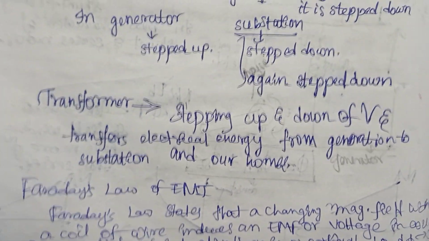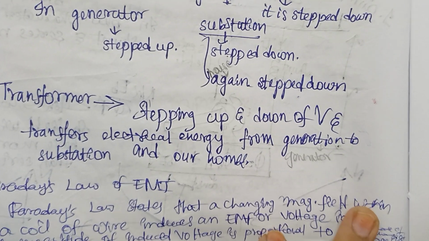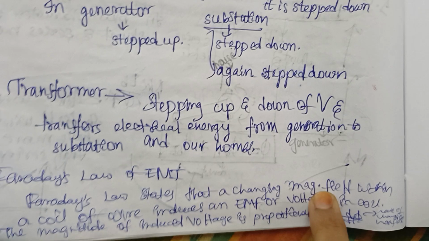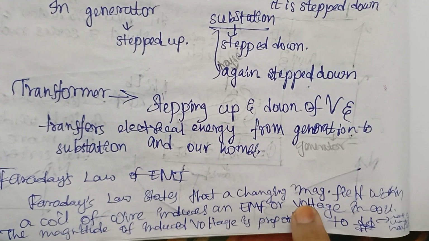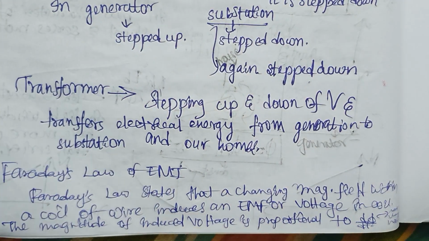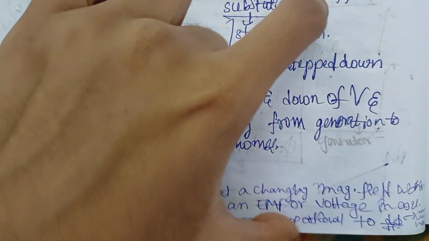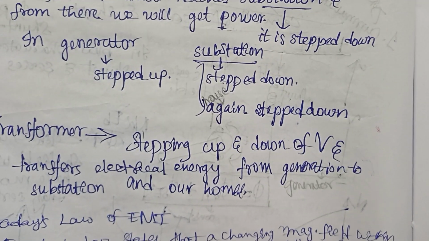in our 12th standard. Faraday's law states that whenever there is a change in magnetic field within a coil of wire, an EMF gets induced, like EMF or voltage gets induced in that coil. The magnitude of this induced voltage will be directly proportional to dφ/dt.